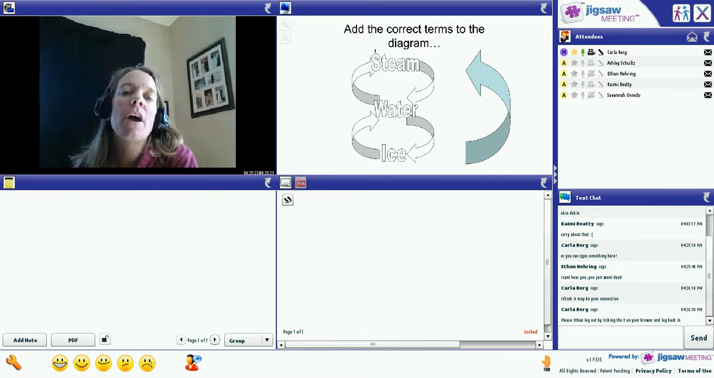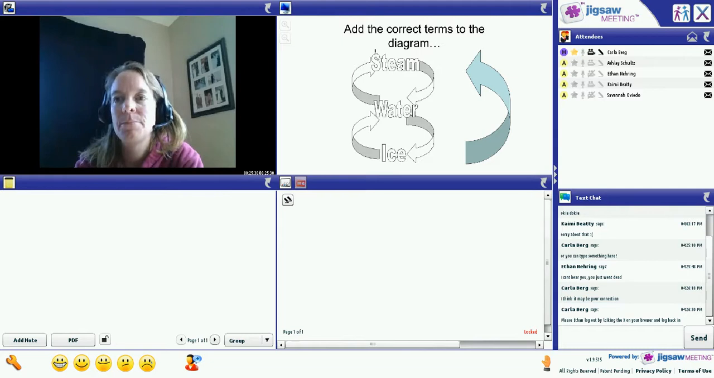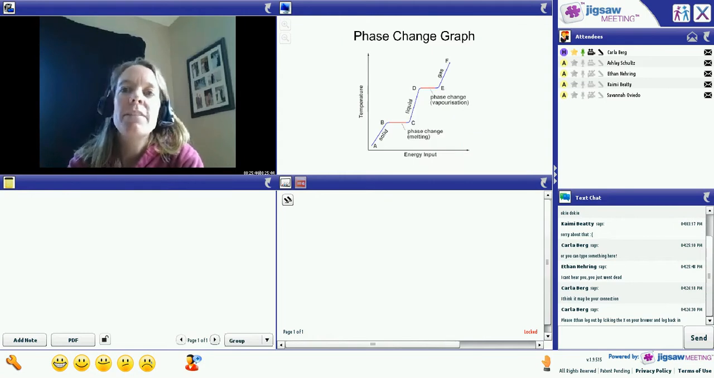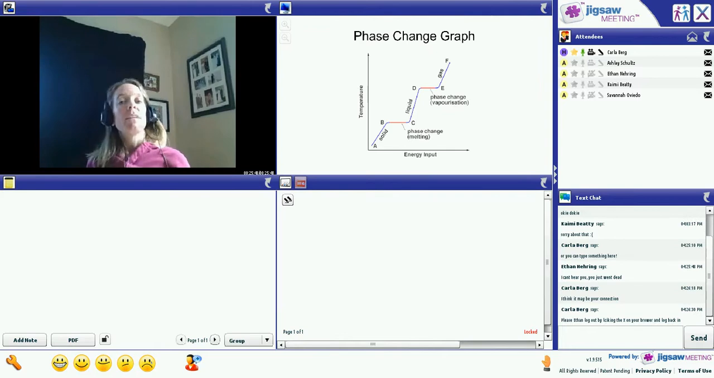All right. How about if it goes from water to steam? Water to steam. Go ahead, Ashley. Evaporation. Awesome. Well, I think you guys definitely have this under control, so we are going to go ahead and get to our lab for the day.